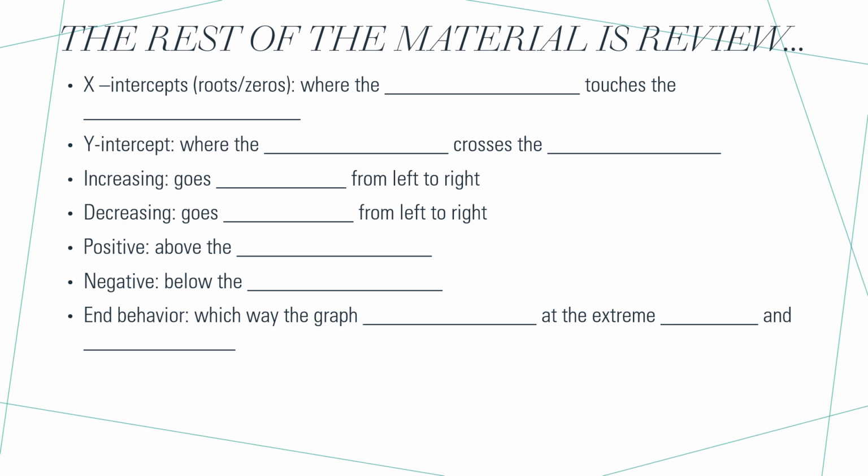So this is all review. You do not have to write this down unless you don't remember it. So x-intercepts, also called roots and zeros, are where the graph touches the x-axis. That's what they are. Y-intercept is where the graph crosses the y-axis.